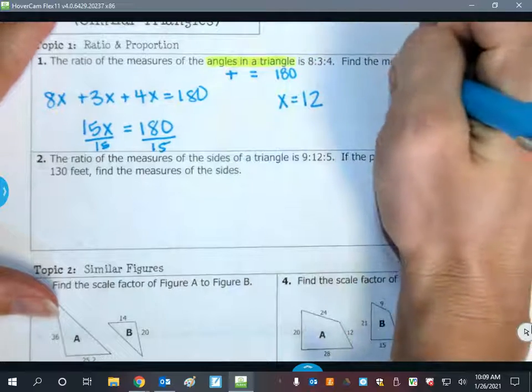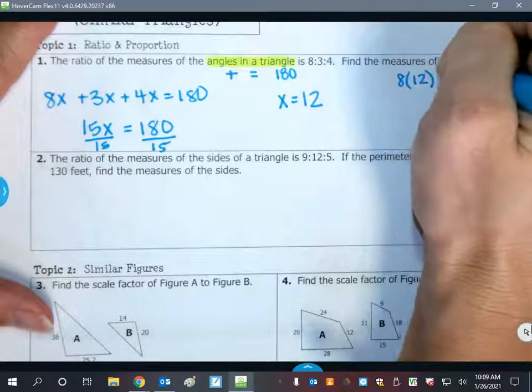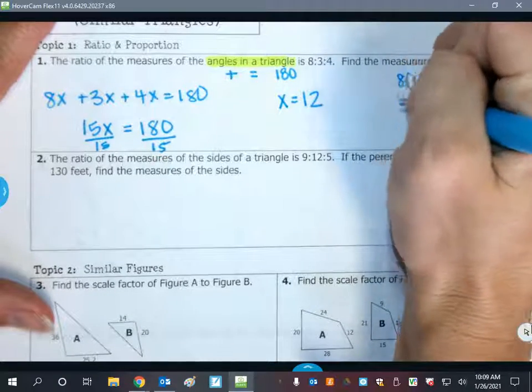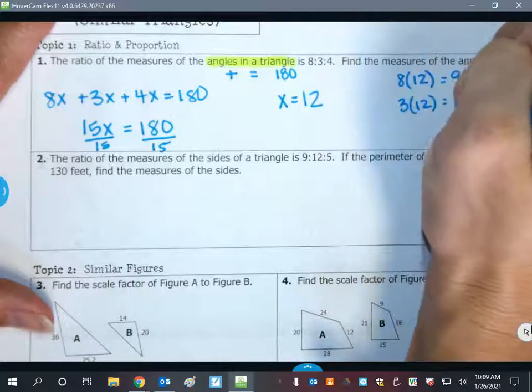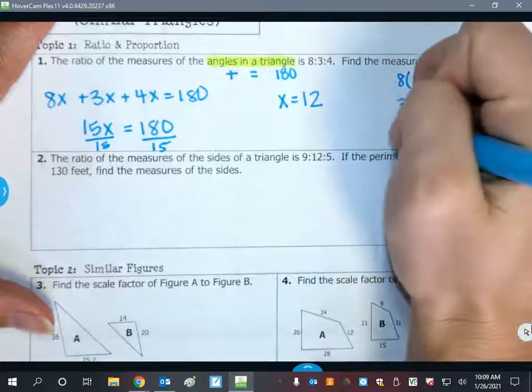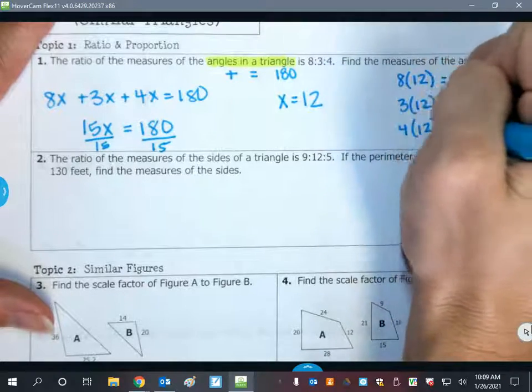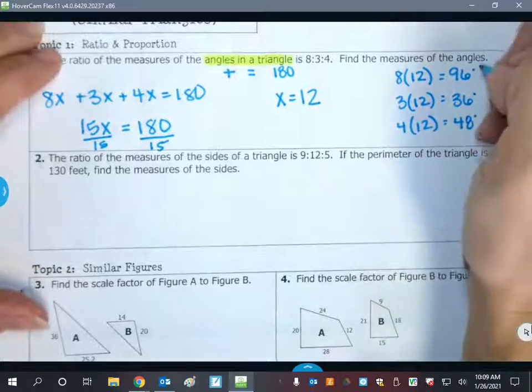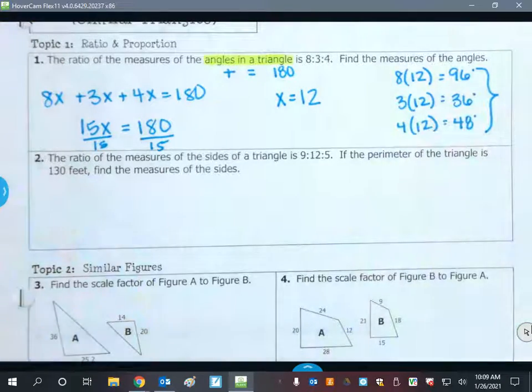So the first angle is 8 times 12, which is 96 degrees. The second angle is 3 times 12, which is 36 degrees. And the last angle is 4 times 12, which is 48 degrees. So hopefully you chose those 3 answer choices. All right, let's do it again.